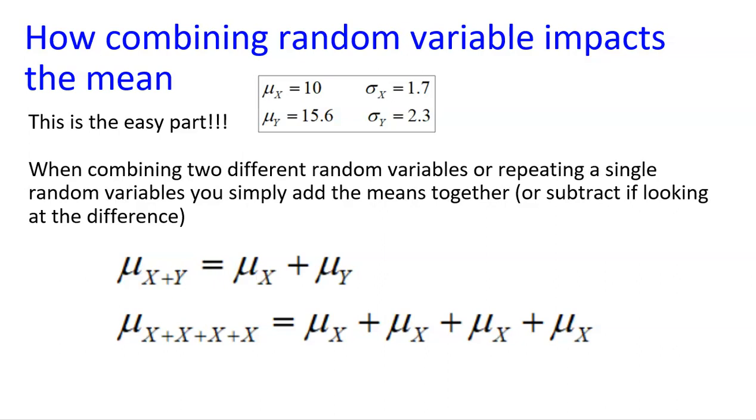All right, so now let's talk about combining random variables and how that actually impacts the mean. This is the easy part. Like, this is so unbelievably easy. When combining two different random variables or repeating a single random variable, you simply add the means together, or subtract them if you're asked to look at the difference. So again, it's literally this easy. Like, I can't make this any easier.